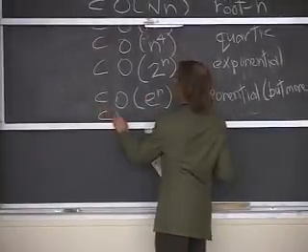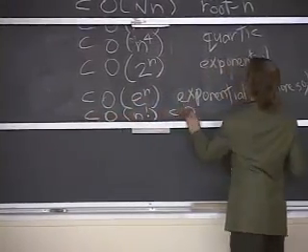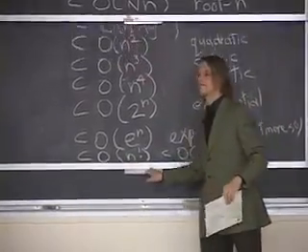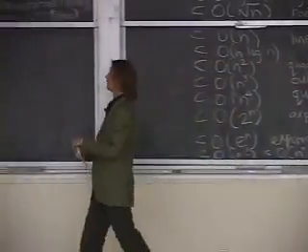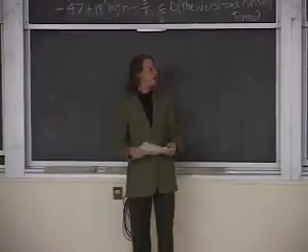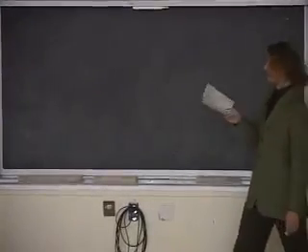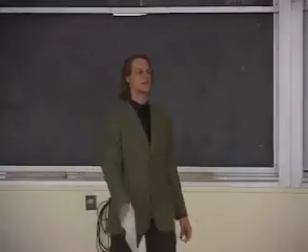Any exponential is going to be a little bit slower than n factorial, but n factorial grows more slowly than n to the n. Yeah, that sounds right. I'm not going to ask you to prove that on the exam. Other questions?